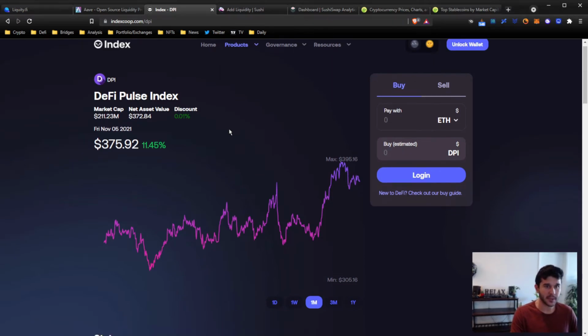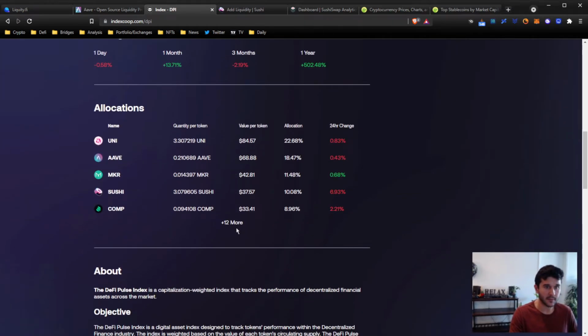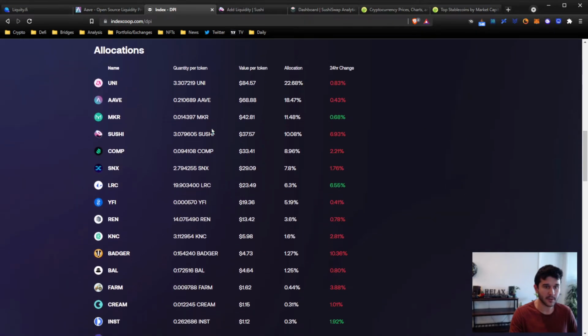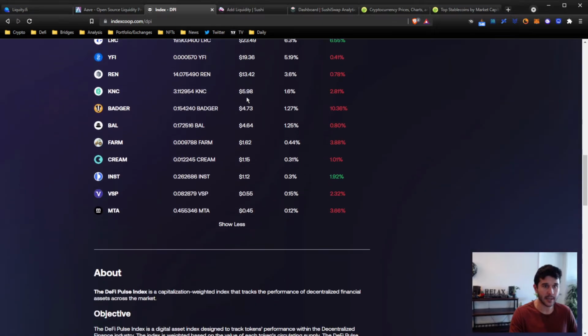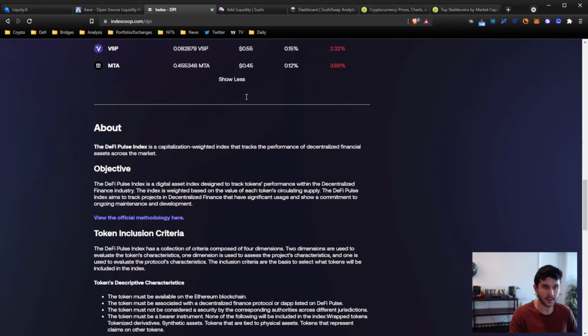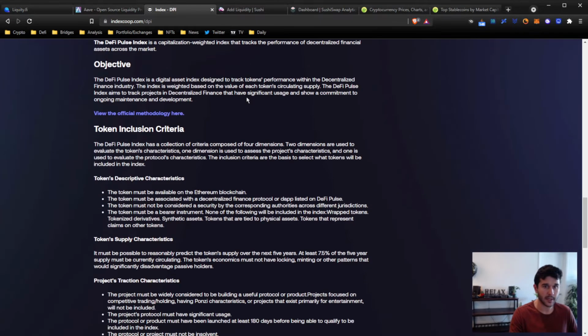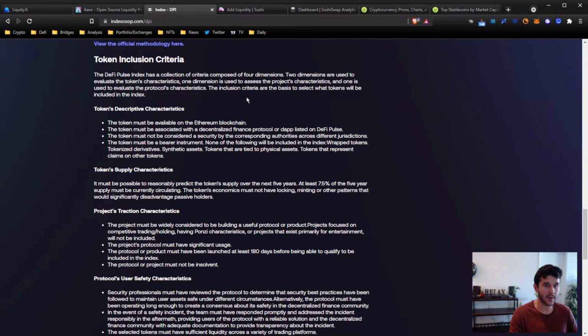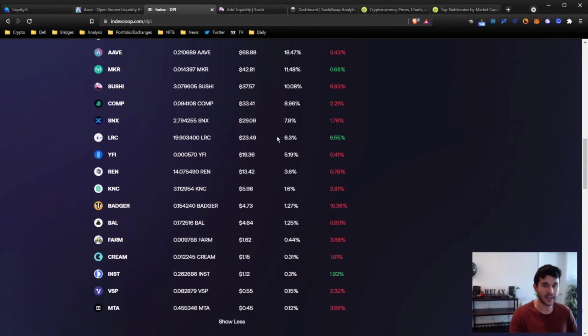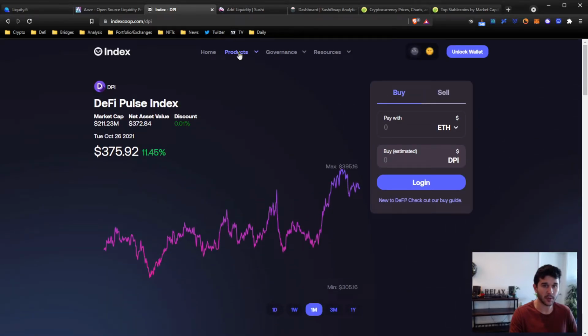DeFi Pulse, which is an index just of big DeFi protocols. If you scroll down, you can actually see what is in the index. Aave is listed here, as well as some others that you may or may not recognize. So this is a great way to get exposure just to DeFi in general without actually buying the individual crypto.